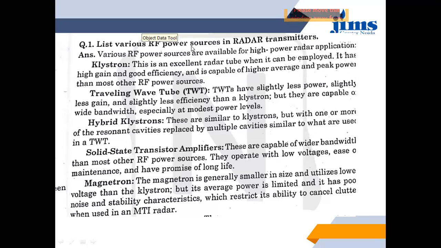Okay, so the devices which are used to generate RF power are Klystron, Magnetron, TWT, called Traveling Wave Tube, Hybrid Klystron, Solid State Transistor Amplifiers, and so on. There are a number of devices used to generate RF power in radar transmitters. Is this clear to everyone? What is the meaning of RF power devices, RF power sources?